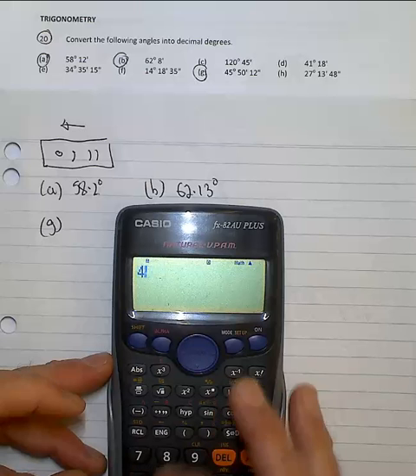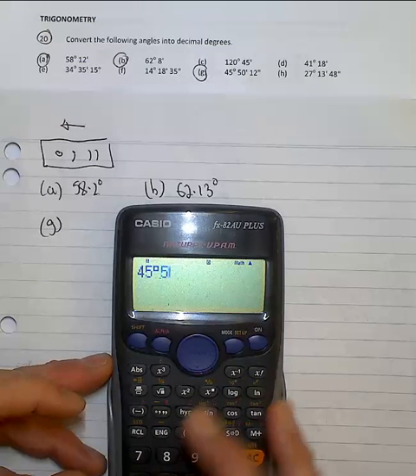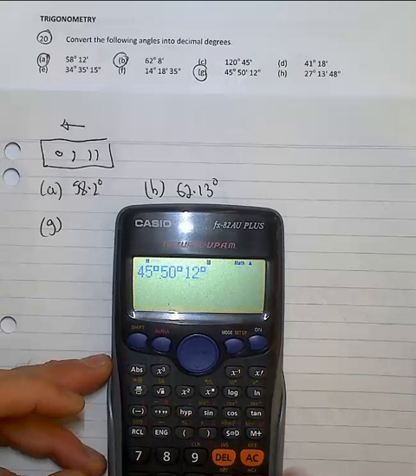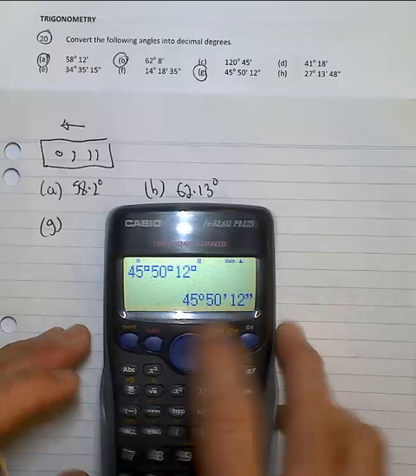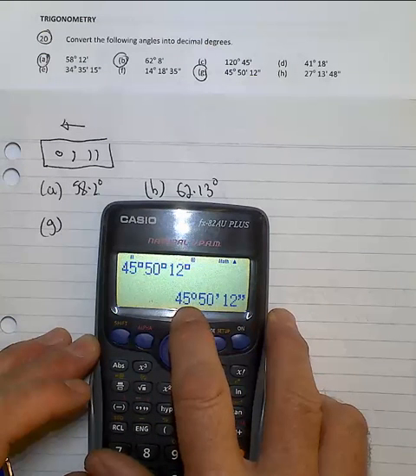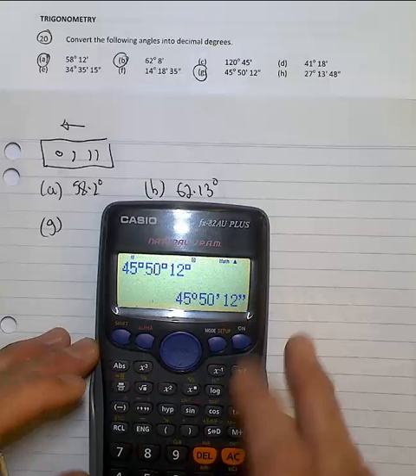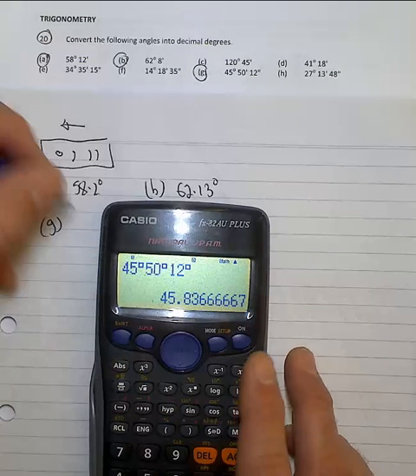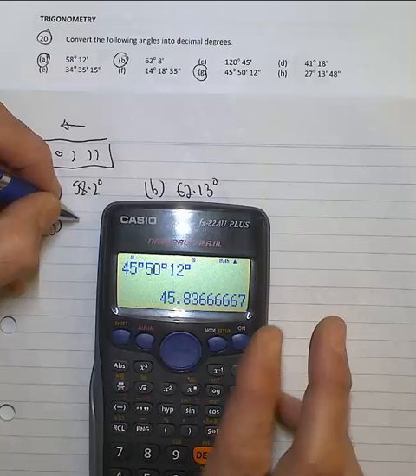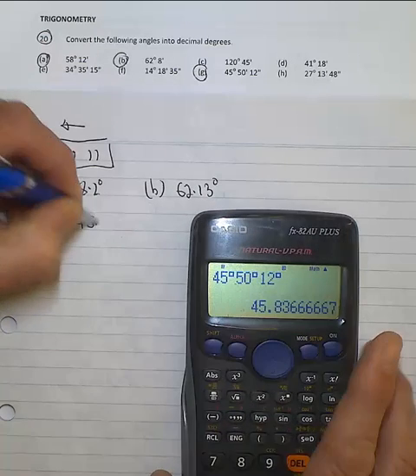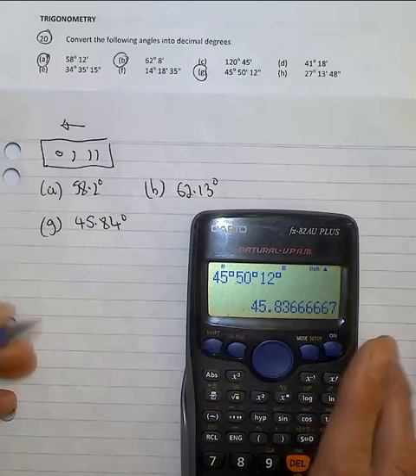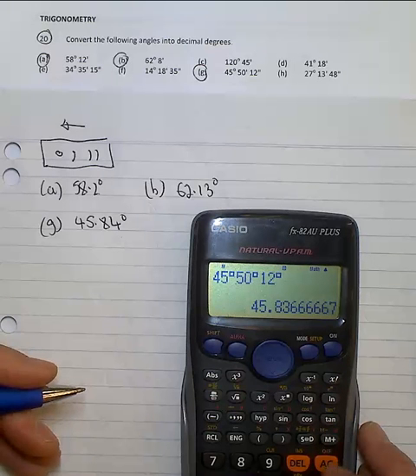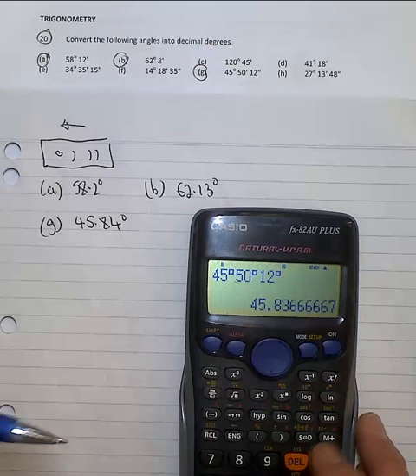So 45 degrees, 50 minutes, 12 seconds. Press equals, so you can see the entry line now becomes degrees, minutes and seconds. And shift arrow gives me the decimal value of 45.84 degrees. So if you've got a scientific calculator like that, it works particularly well.